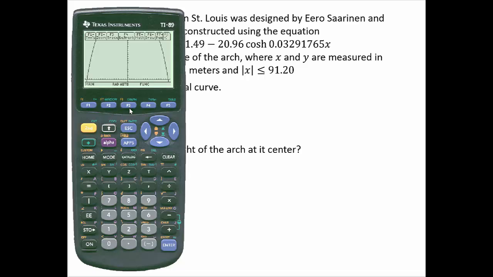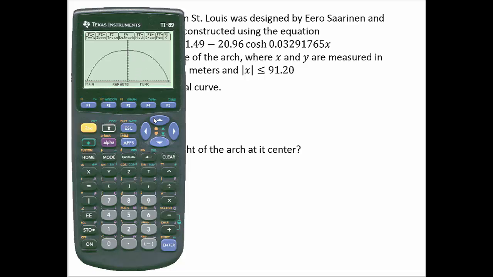Alright, so I see some of the graph. I don't see all of it, so let me adjust my window. I need to move the y max up. How about I move the y max to 250? Let's try that. So I see this graph. This looks like a reasonable graph. It appears to show the ground level, and I see a highest point.